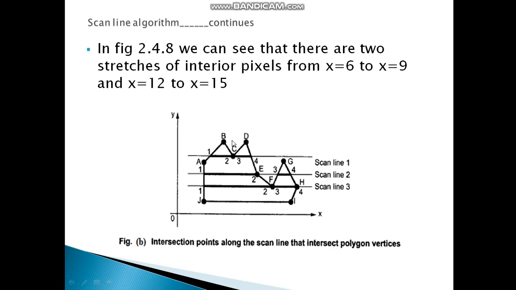Okay, so in this case these two edges are on the same side of the scan line, so the count is even, that is 1 2 and 3 4. So the pairing is 1 2 and 3 4.